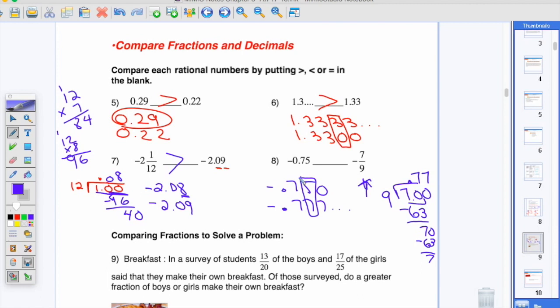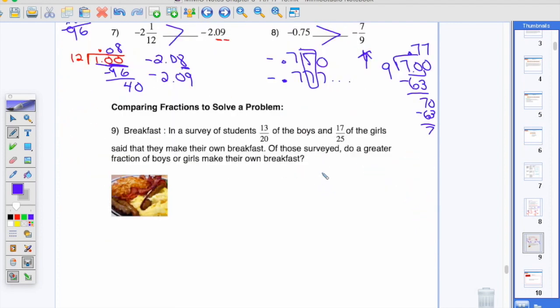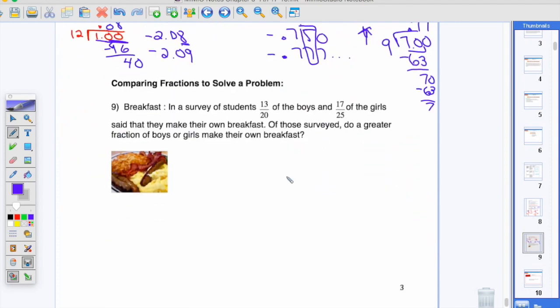All right, so we can see that in the hundredths place, they're different. But since it's on the negative side, the number closest to 0 is the bigger number, so negative 75 hundredths is greater than negative 7 ninths.